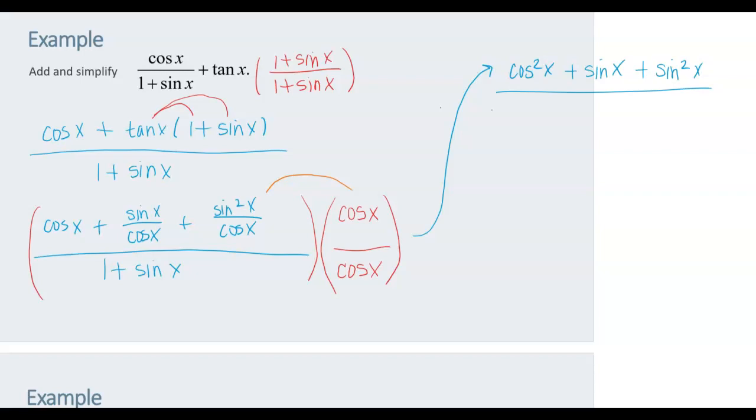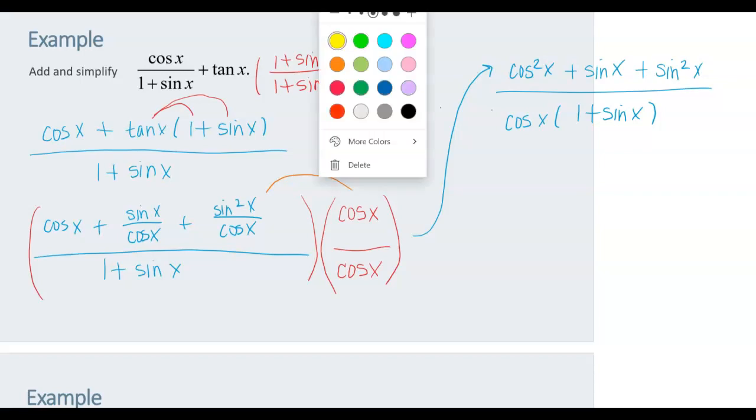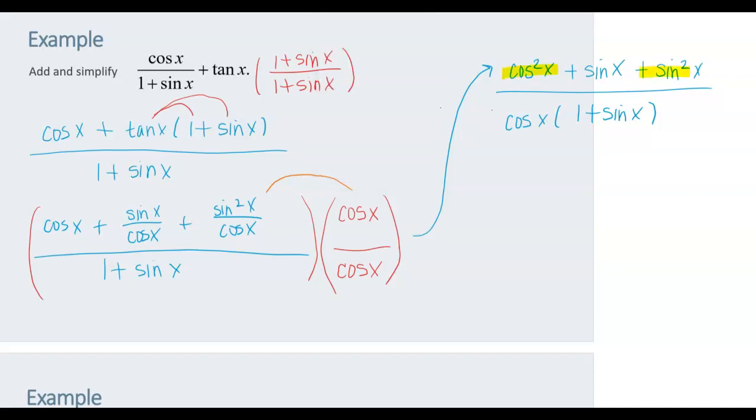And in the denominator, I'm not going to multiply it. I'm just going to leave it like that for a second. Cosine of x multiplied by 1 plus sine of x. Okay. And that's because in looking at the numerator, I see I've got a Pythagorean identity sort of hiding there, right? I've got cosine squared plus sine squared. Those two together are going to equal 1.